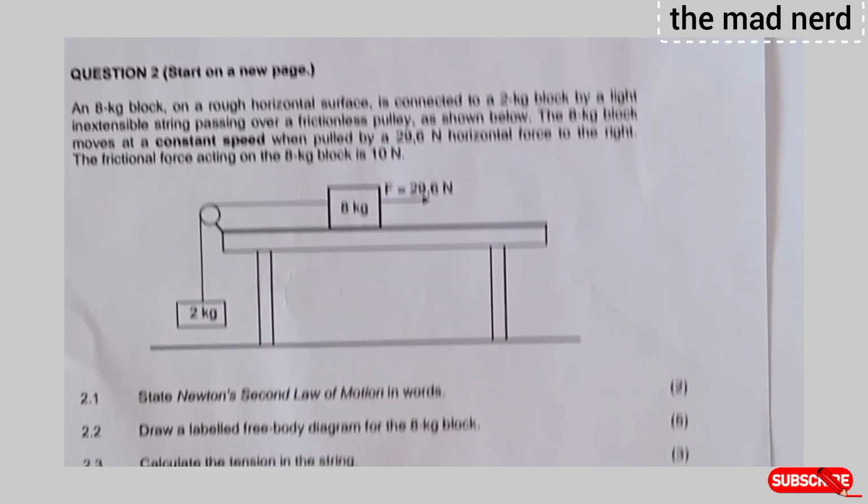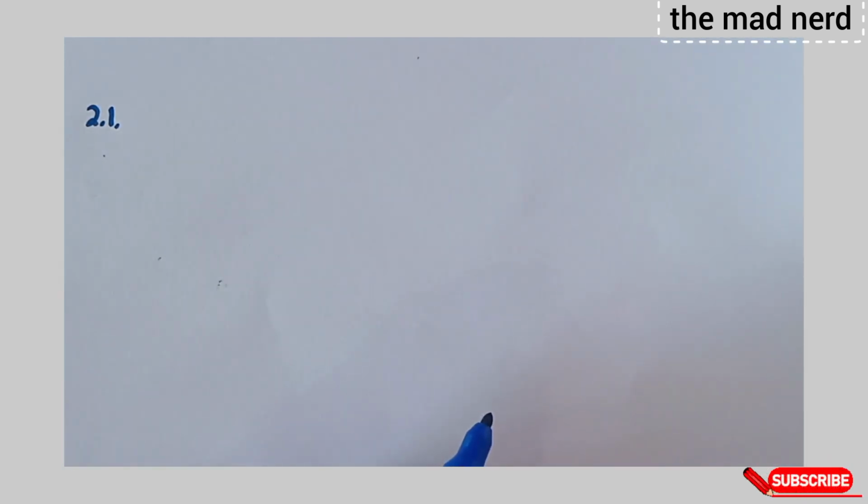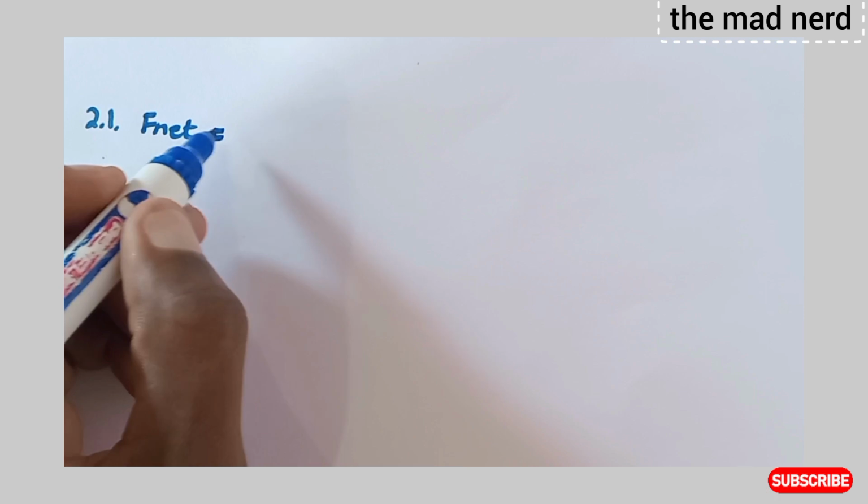So the first question, 2.1, says: state Newton's second law of motion in words. So let's get into it. 2.1, Newton's second law of motion in words. I write it like this: F net equals ma, because I believe that the definitions are derived from the equation.